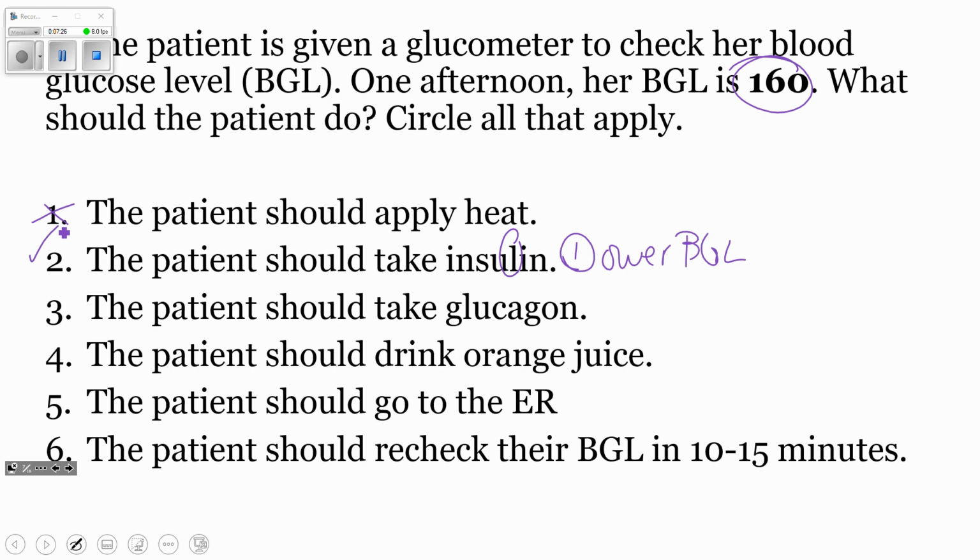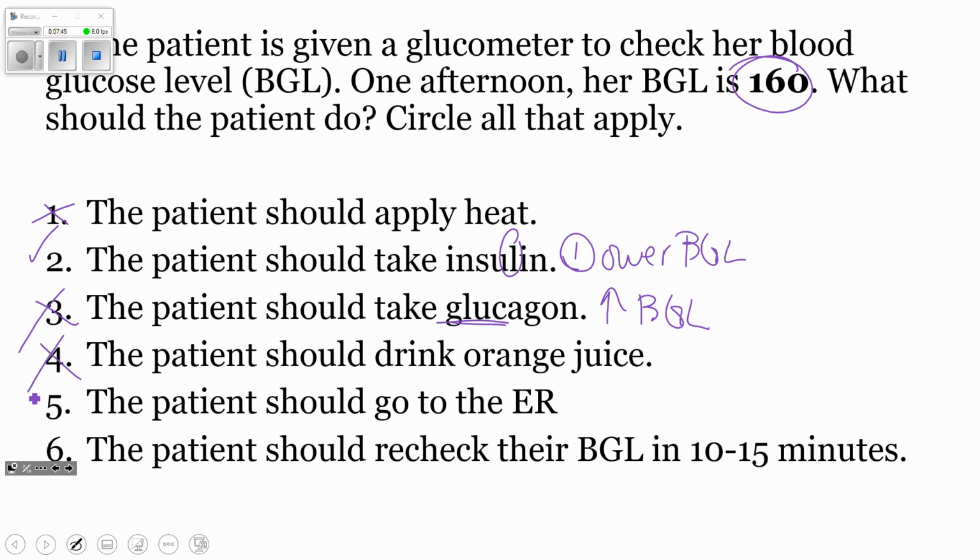Next one says the patient should take glucagon. Glucagon actually raises your blood glucose level. In this case, we want to lower it. They have high blood sugar, so you're going to cross that off. The patient should drink orange juice. Orange juice has a lot of sugar in it. If you were to drink orange juice, you would actually have a spike in your blood sugar level.